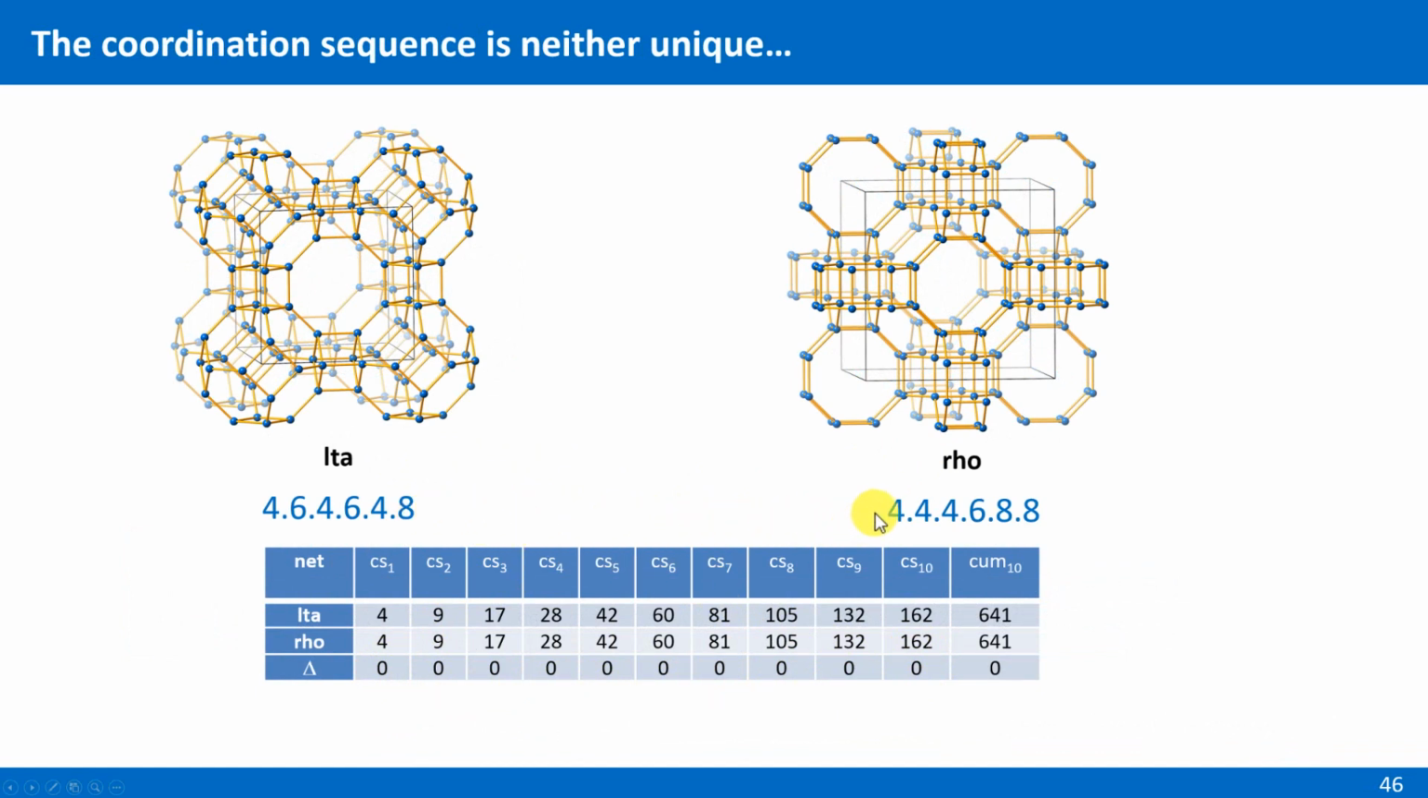And this can be generalized. The combination of the vertex symbol and the coordination sequence is at least almost unique. And this together is taken as an identifier.